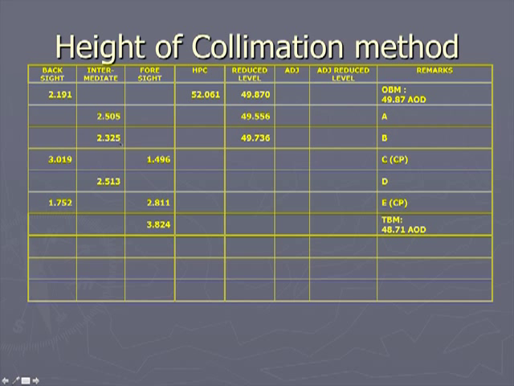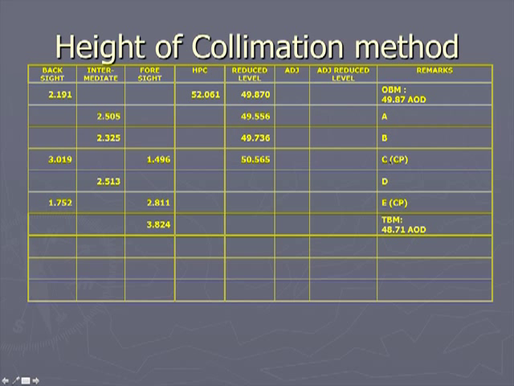Finally, the last reading from this instrument position, the instrument hasn't moved yet, is 1.496. Because it's the last reading for this set of measurements, and after that the instrument will move, it is a foresight, so it goes in the third column, foresight. Obviously, the reduced level of change point C is 1.496 subtracted from 52.061, which is 50.565. This is the reduced level of point C, which is a change point as well.